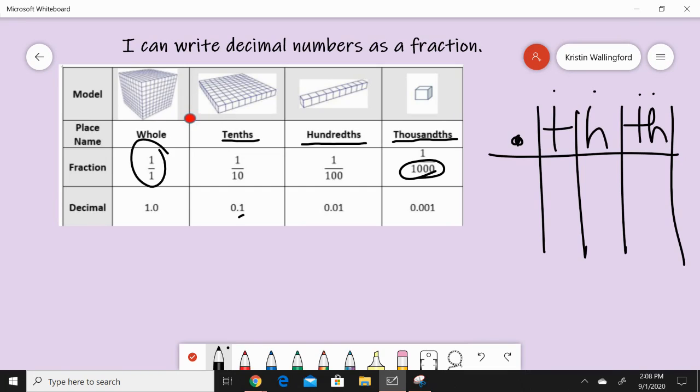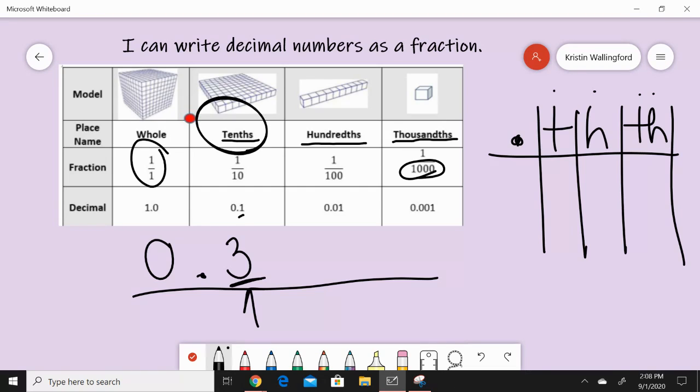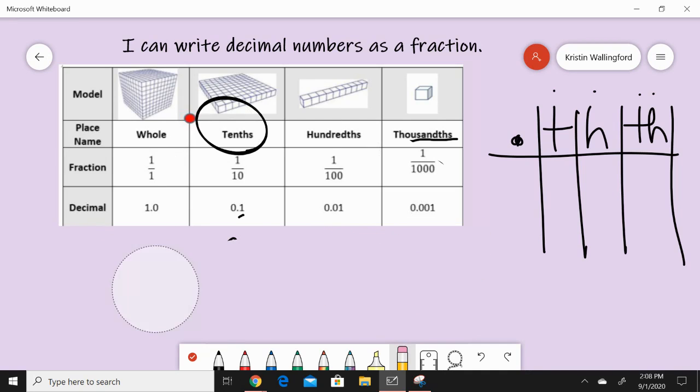So we're going to talk about writing decimal numbers as a fraction that's other than 1. So let's say that we have 3/10. Okay, there's your 3/10. The place that it is in is your denominator. So if I put my 3 here, I know that it's in the tenths place. So this is going to be 3/10. So let's try another one. I'm going to erase everything real quick. All right.